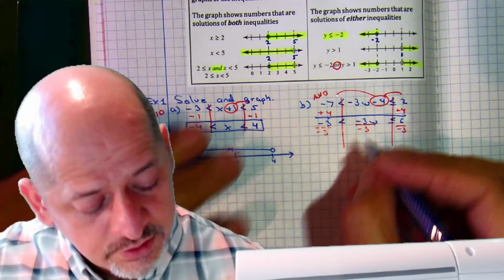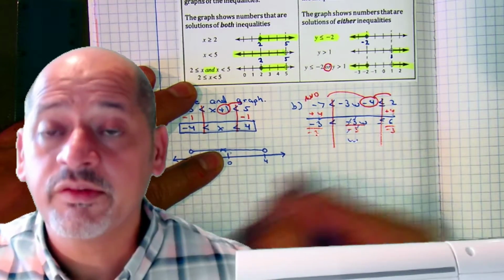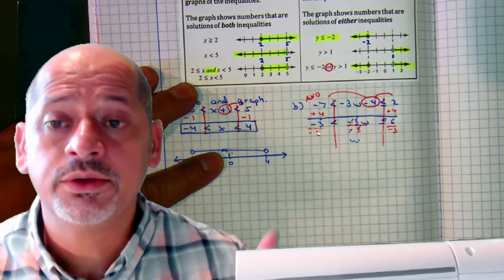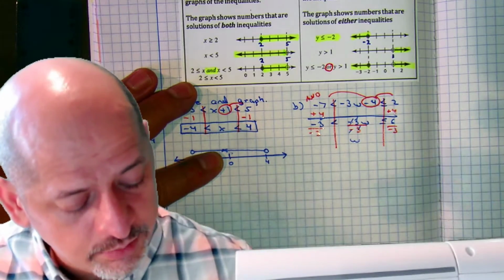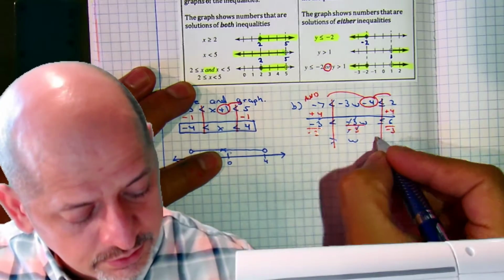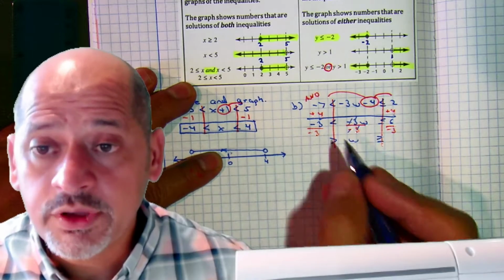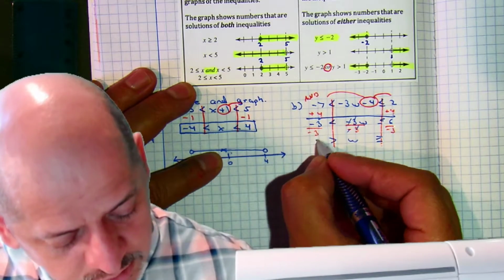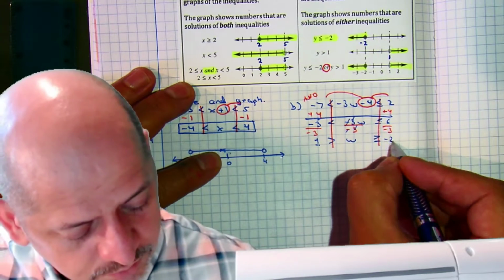My 3's cancel, my negatives cancel. But because I divide by a negative number, what do I need to do? I need to reverse the inequality. So this one is a less than, becomes a greater than. That one is a less than, becomes a greater than or equal to. Now, -3 divided by -3 becomes a +1. 6 divided by -3 becomes a -2.